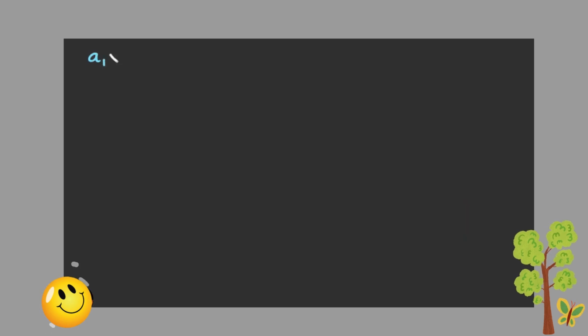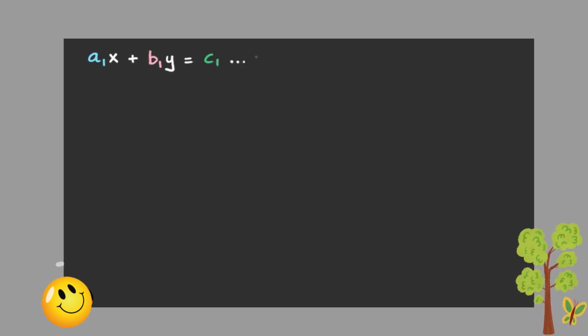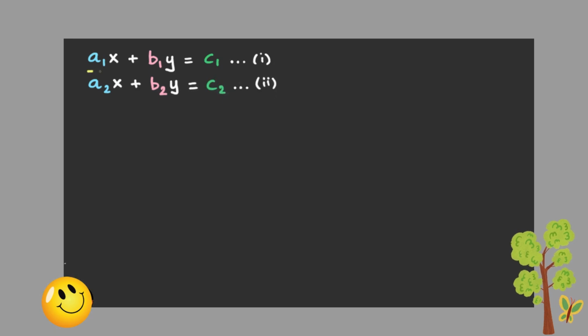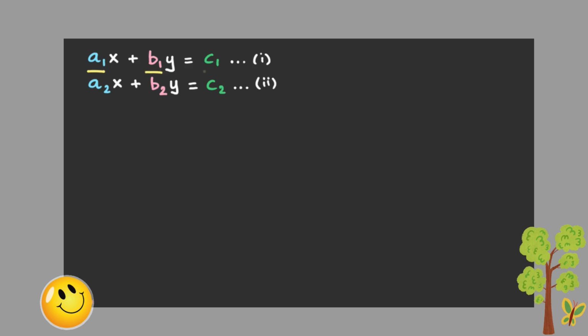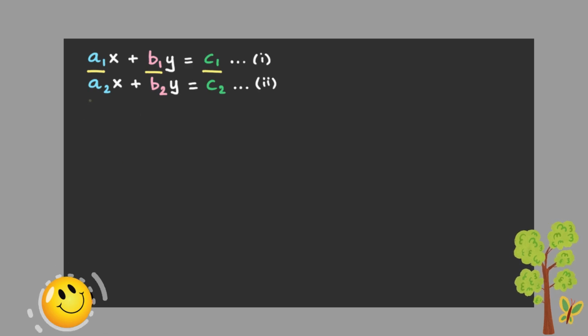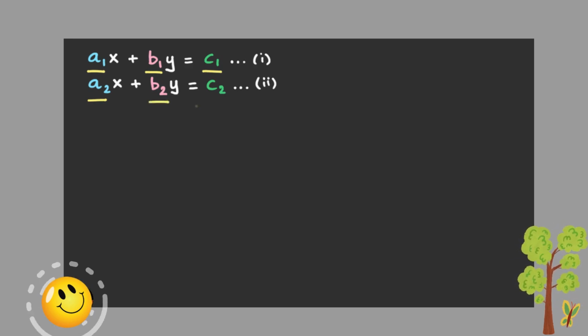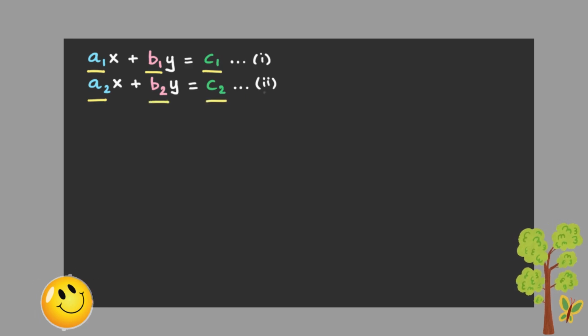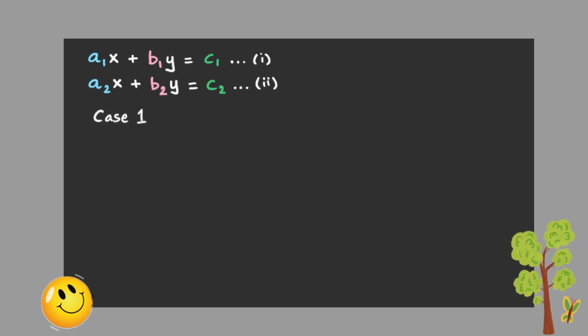Let's consider a pair of linear equations a1x plus b1y equal to c1 and a2x plus b2y equal to c2. In equation 1, a1 is the coefficient of x, b1 is the coefficient of y, and c1 is a constant. Similarly, in equation 2, a2 is the coefficient of x, b2 is the coefficient of y, and c2 is a constant. Let's look at case 1.